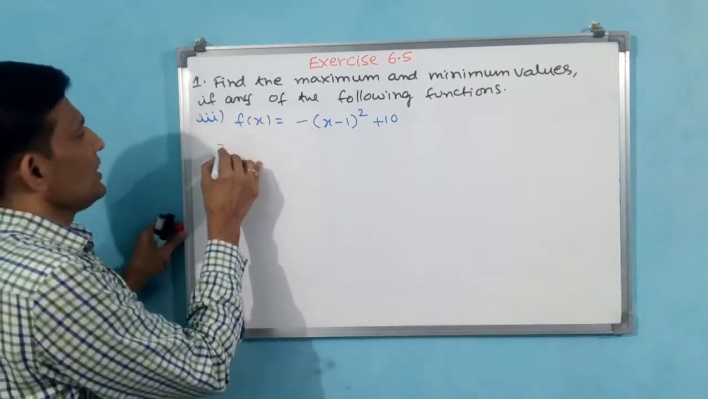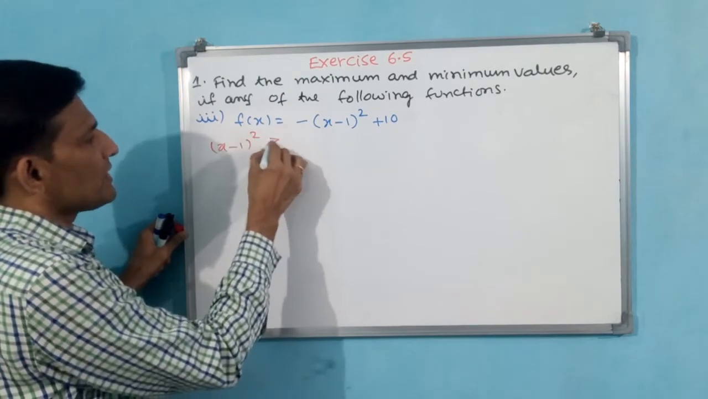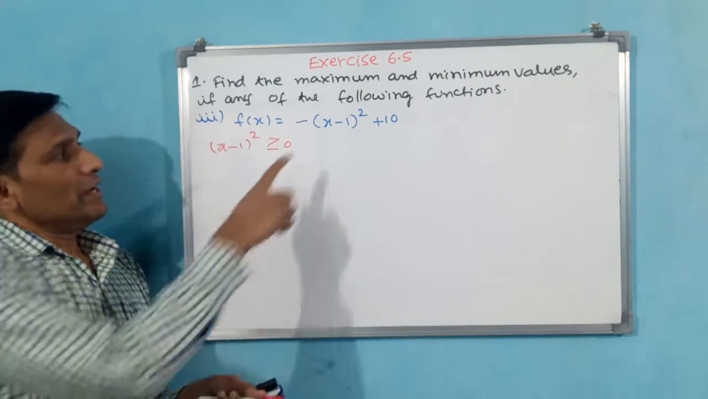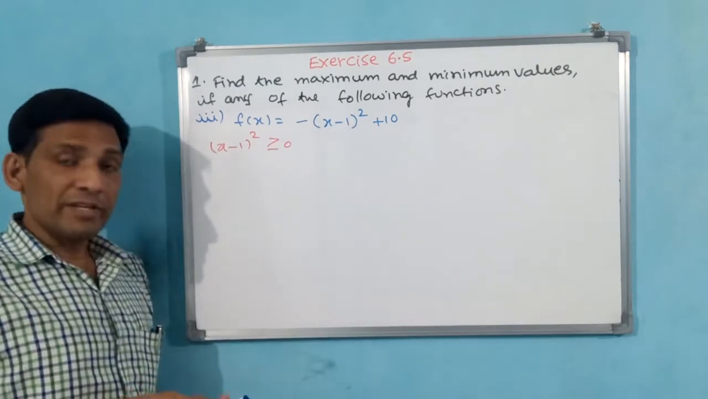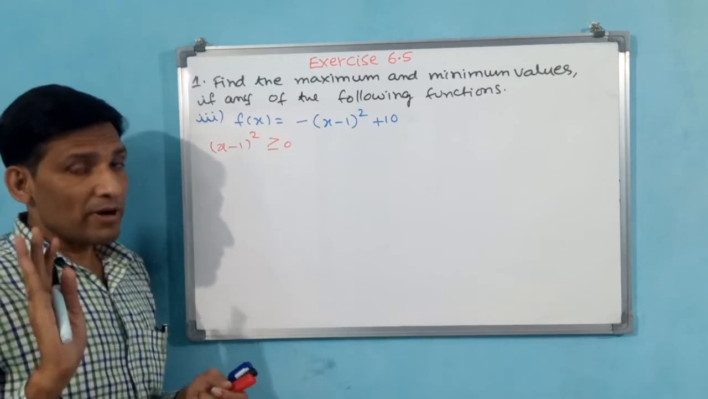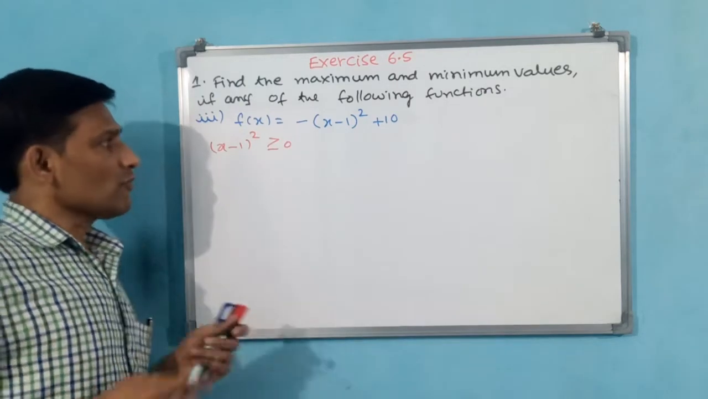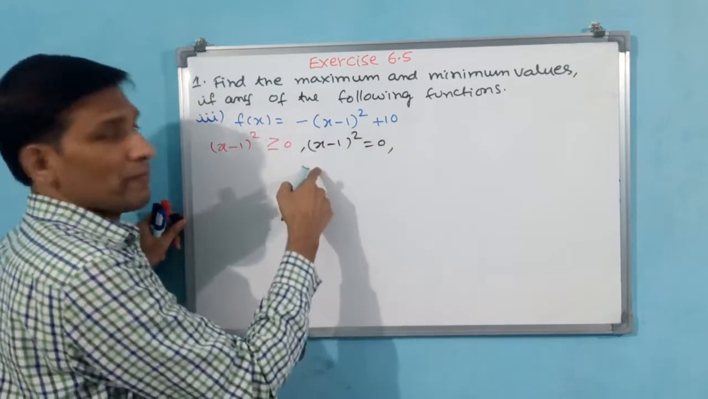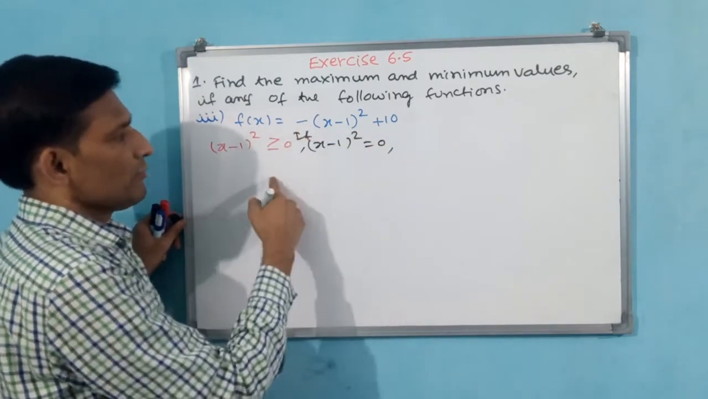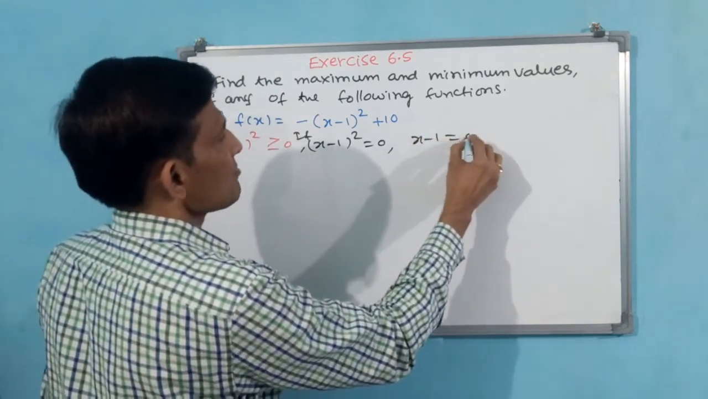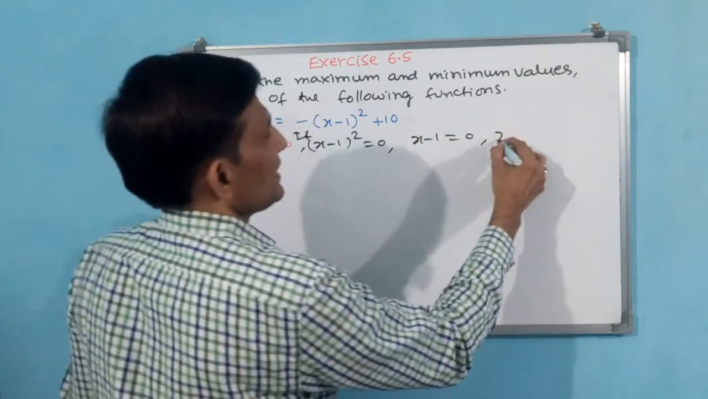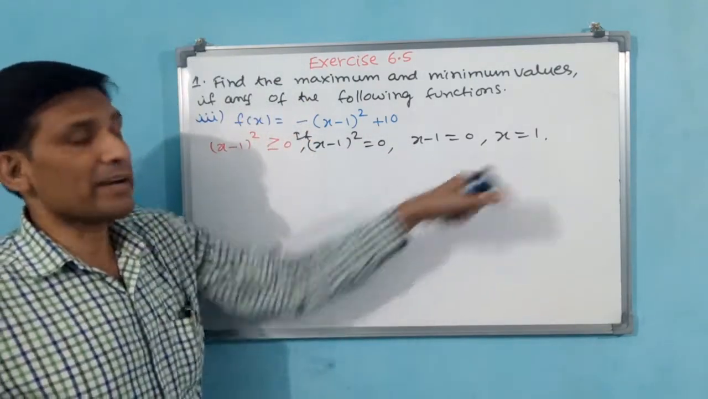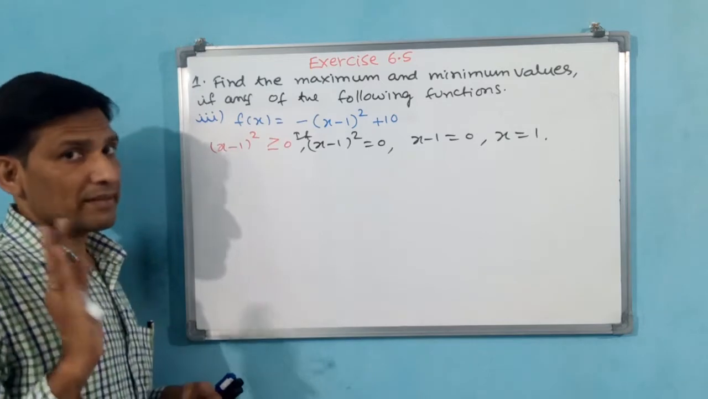What I am taking, you see, (x minus 1) whole square is always greater than or equal to 0. Is it correct or not? First you tell me. (x minus 1) whole square is always, it may be 0 or greater than 0. Okay, not less than 0. Now you see, if (x minus 1) whole square is equal to 0, then x minus 1 is equal to 0. Then x is equal to 1. Is it okay? Yes. That means you have got one turning point. x is equal to 1 is the turning point.